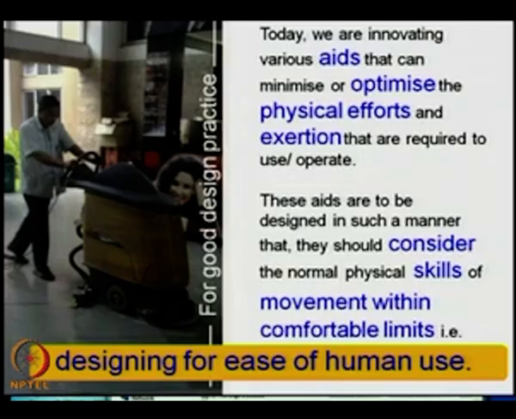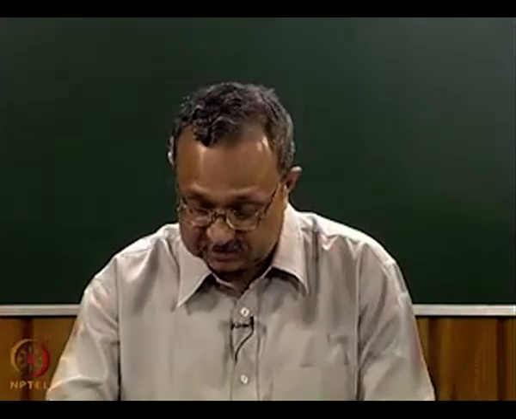So, for good design practice, if we see this figure, the developed product is a floor mopper. Now, how the design dimensions of this machine are made according to this operator's physical body dimensions, we may get some clue how the human body should be considered while conceptualizing some design ideas.